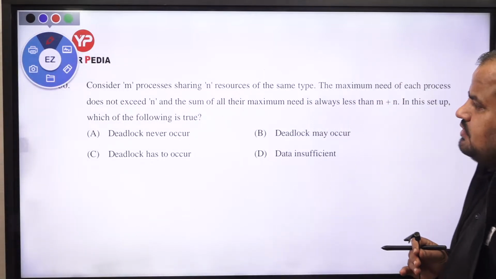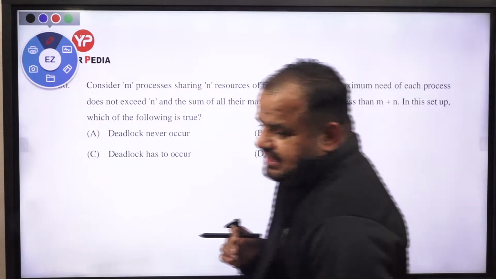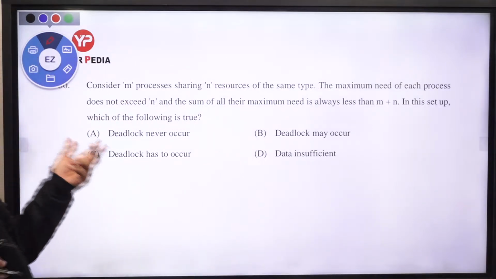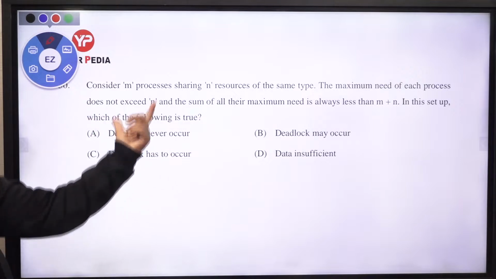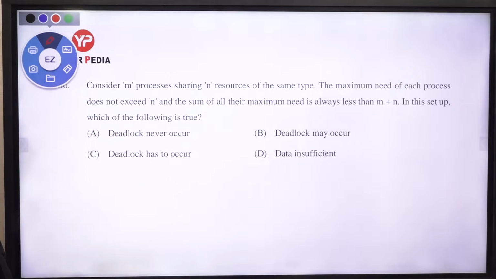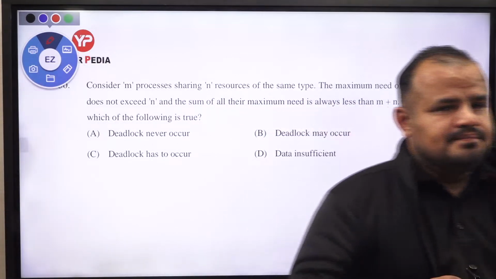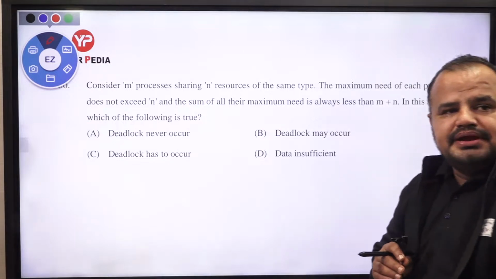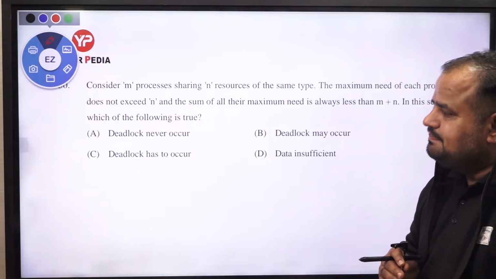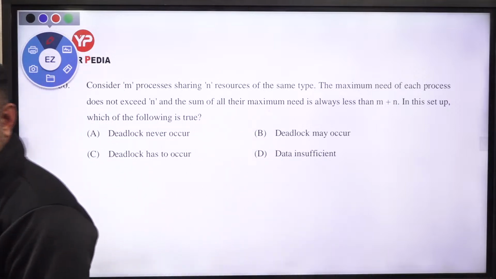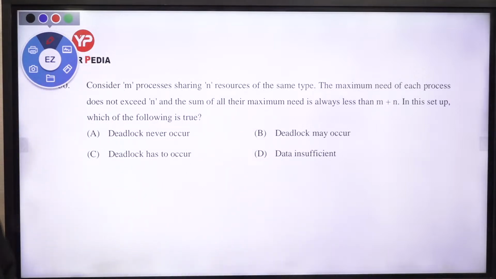Now, how can you solve these types of problems? You have to take some number for M and some number for N, go through the problem, and then find out whether deadlock occurs, deadlock may occur, deadlock has to occur, or some data is missing. Tell me, my dear students, do it fast. Very simple problem. It covers all the logic and all the concepts of deadlock.